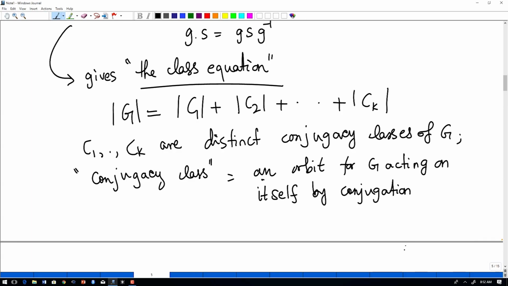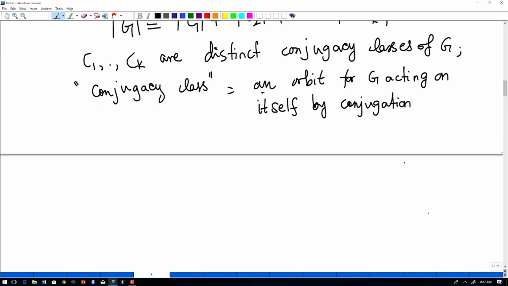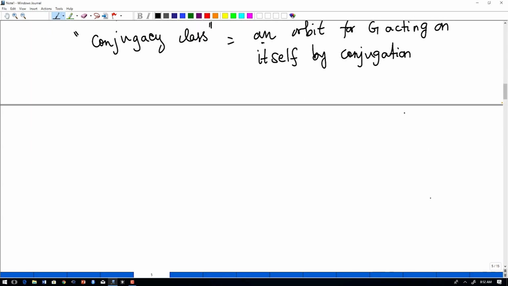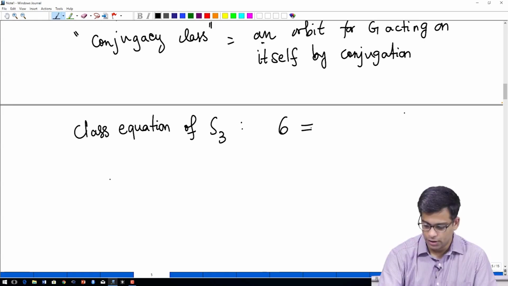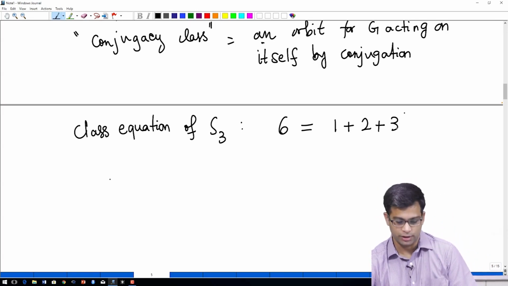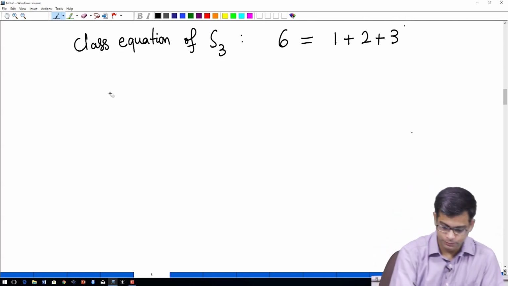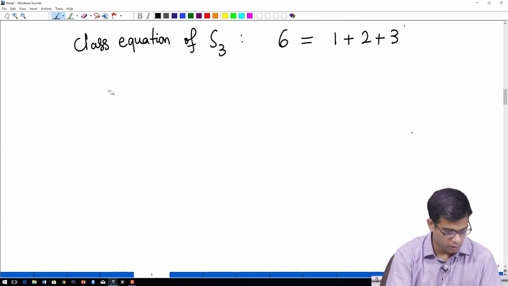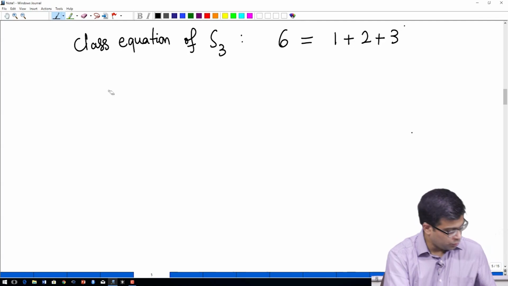Okay, so I won't go into details because we have discussed this, except to say that there is a class equation for every finite group. We can compute in principle the class equation of any finite group. I will recall for you, for S3 the order is 6 and there are 3 conjugacy classes of orders 1, 2 and 3. So, this is the class equation of S3. Okay, so now this is all for recalling. Let me now go to the new stuff.